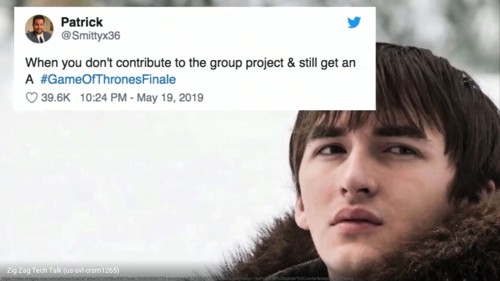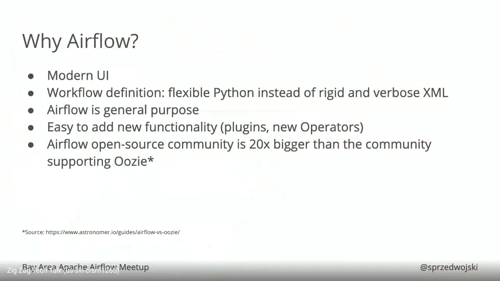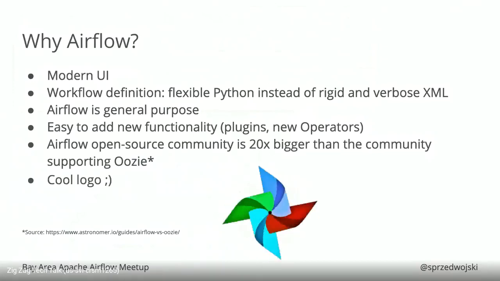Probably not as much, but still there are quite a few companies who want to migrate their existing workflows to Airflow. And most of you know Airflow, so why is it cool? Well, it has a modern UI. The workflow definition is written in flexible Python. It is a general purpose workflow engine, so we can do a lot of pipelines. It's quite easy to add new functionality, either via plugins or new operators. And from what I found in one of the Astronomer articles, the Airflow open source community is supposed to be 20 times bigger than the Oozie community. And last but not least, we have a cool logo.